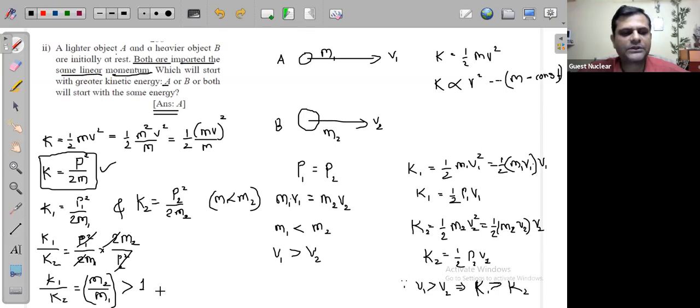And since K1 upon K2 is greater than 1, if you write that K1 upon K2 is greater than 1, this K2 can be transferred to that side, so as to get that K1 is greater than K2. That means body A will start with greater kinetic energy than B. That is the correct option, which is already there. Getting this? Here, remember this formula also, which is very important.